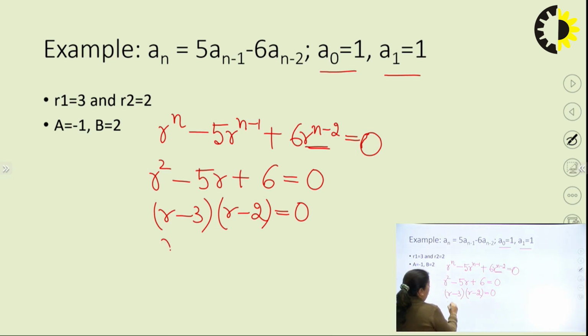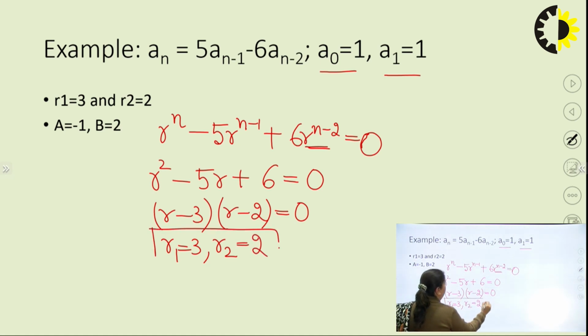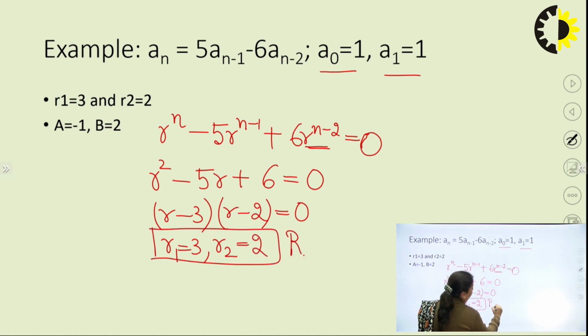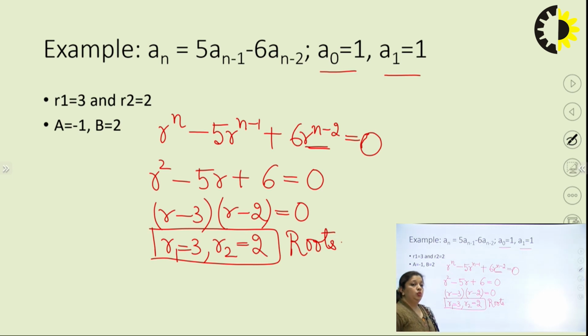That means my r1 is equal to 3 and my r2 is equal to 2. So I have found out the roots of this quadratic equation. Now if I look at these roots, what type of roots are these? These are real and have distinct values. So what is the standard solution which is applied in this case?